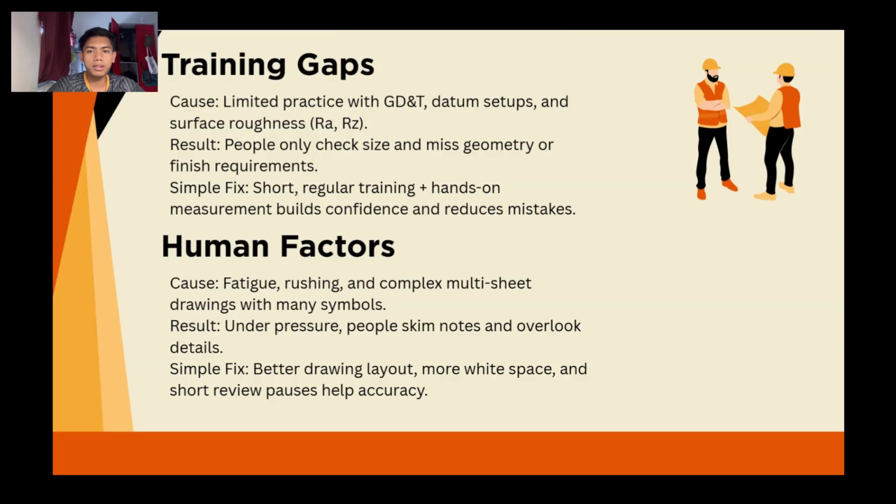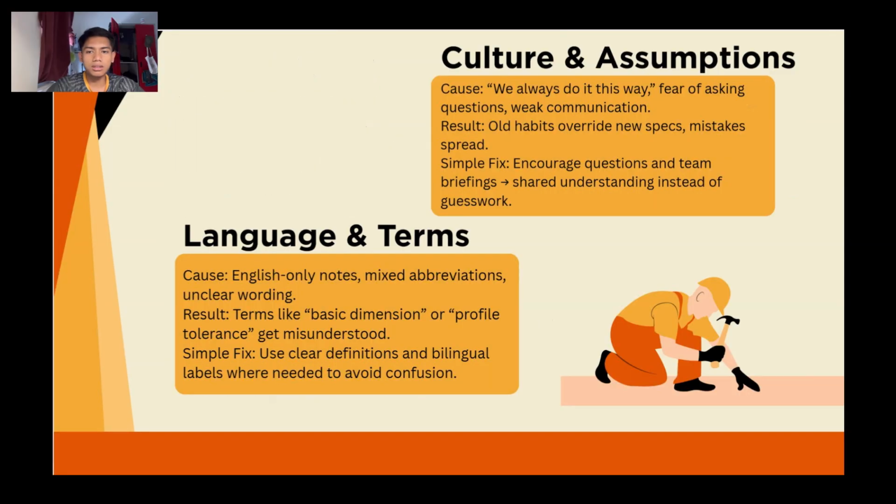Other than that, human factor. Another cause is human factor, when people are tired, rushing, or looking at complicated multi-sheet drawings full of symbols. They can easily skip notes or misunderstand tolerance. The third is culture and assumption. Culture also plays a role. If the team always says we have always done it this way, or people are afraid to ask questions, old habits can override a new instruction.